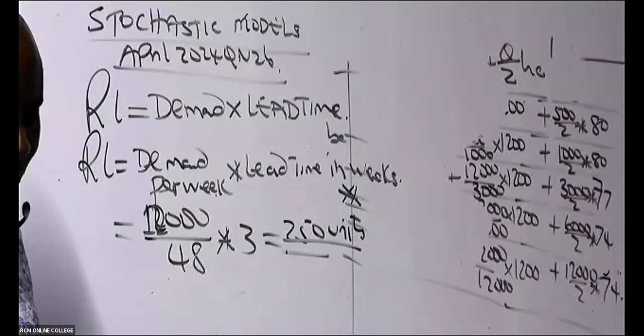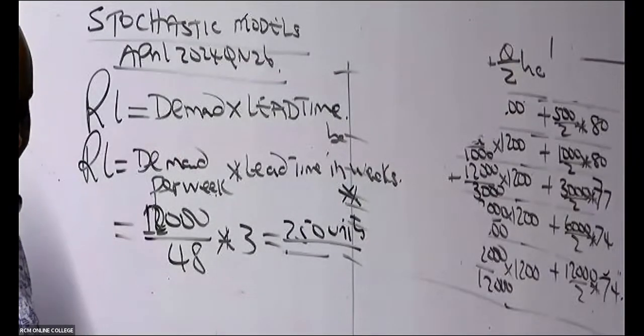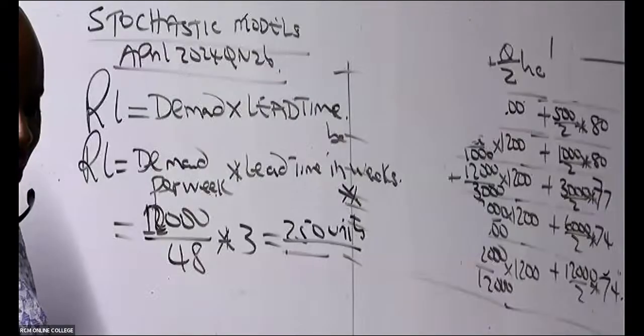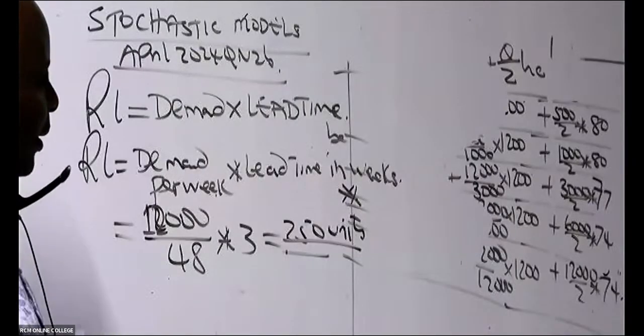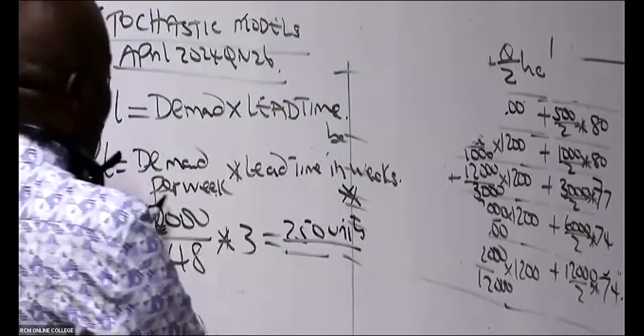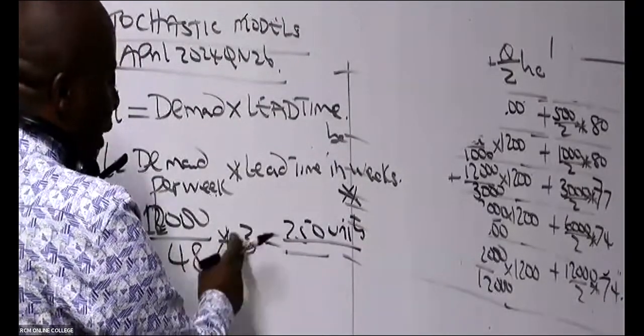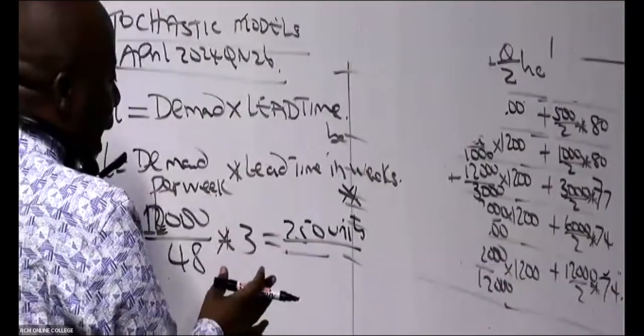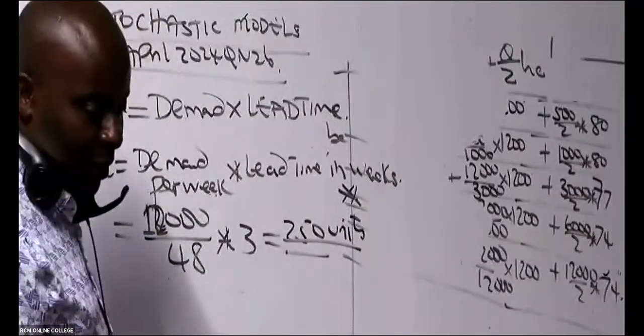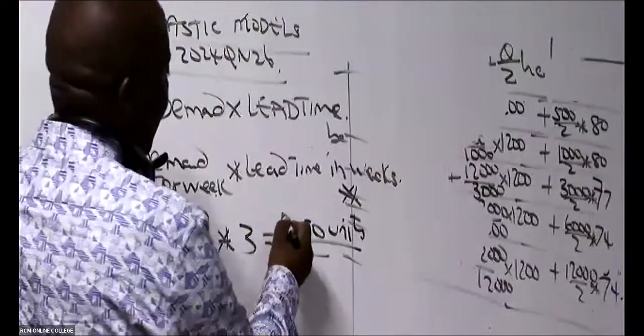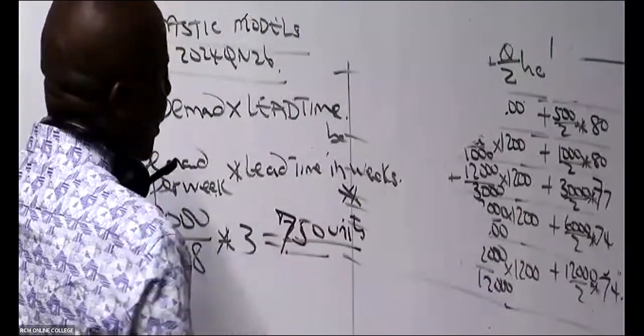Is it 750? You take 12,000 divided by 48. Whatever answer you get, you say times 3. I don't want demand per week, I want the final answer. So the final answer is 750.